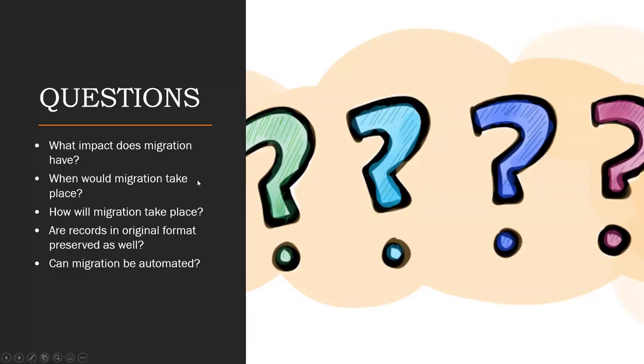You also have to think about when migration would take place. Do you migrate things right when they come into your repository, if you need to, or what does that look like? How will migration take place? What tools might you use to migrate records into a different file format?